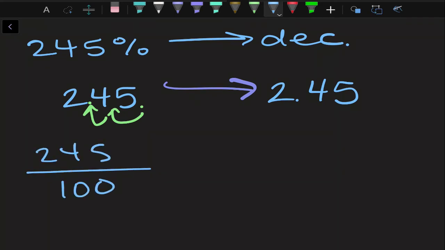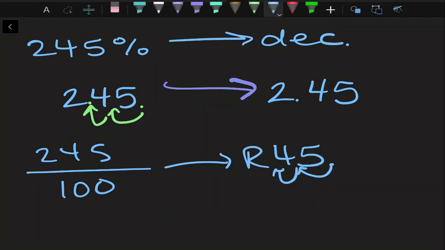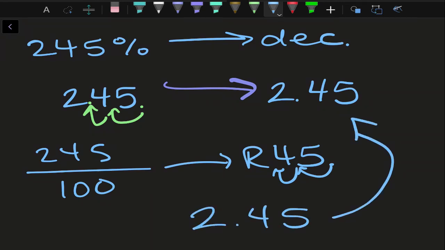245 over 100. Well, 100 times 2 is 200. Remembering that we get a remainder of 45, and if we move that decimal space, 0.45, which gives us 2.45, just like above. Perfect.